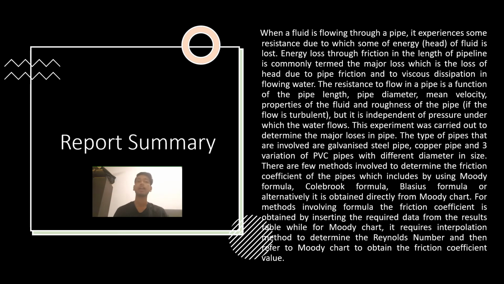So this experiment was carried out to determine the major losses in pipe, and the pipes involved are galvanized steel pipe, copper pipe, and three variations of PVC pipe different in diameter. There are a few methods to determine the friction coefficient of the pipe, which include using the Moody formula, Colebrook formula, Blasius formula, or alternatively, it is obtained directly from the Moody chart. For methods involving formulas, the friction coefficient is obtained by inserting the required data from the result table. While for the Moody chart, it requires an interpolation method to determine the Reynolds number and then referring back to the Moody chart to obtain the friction coefficient value.